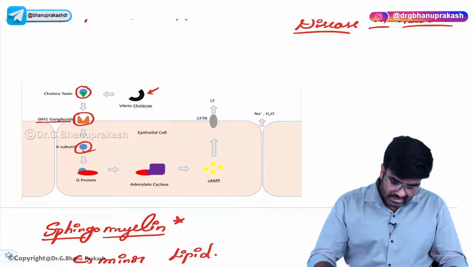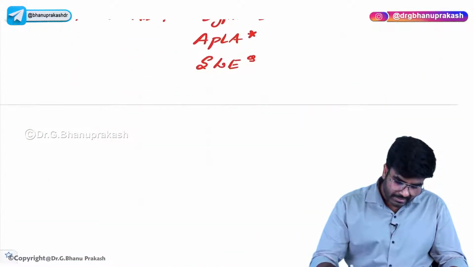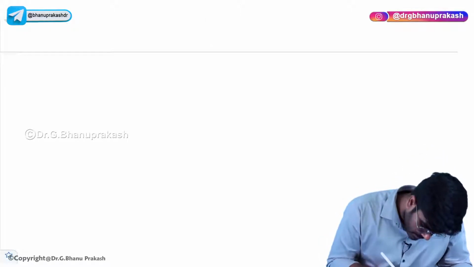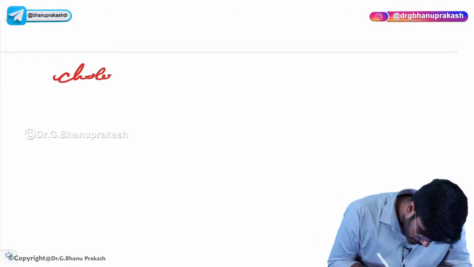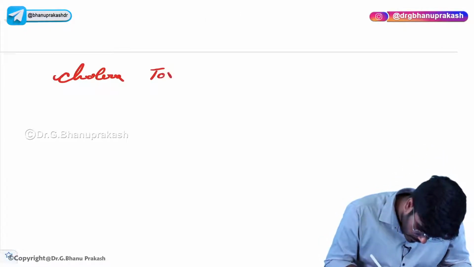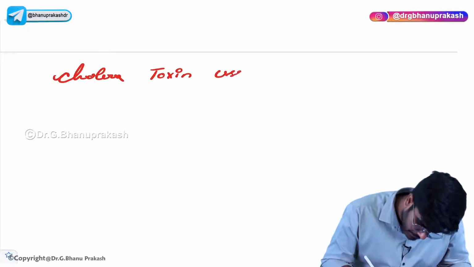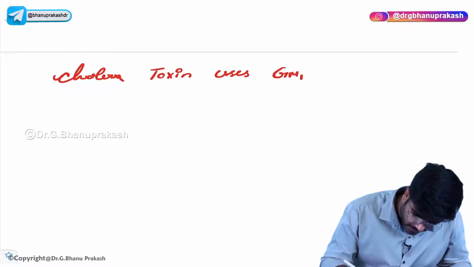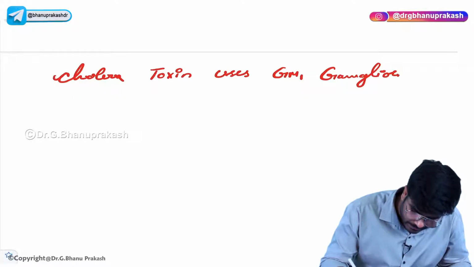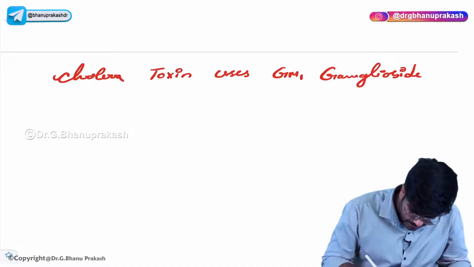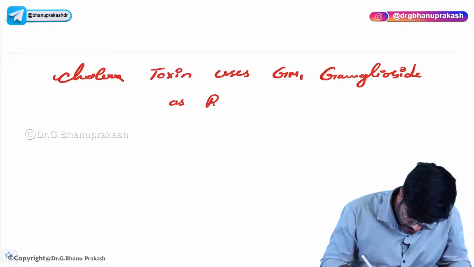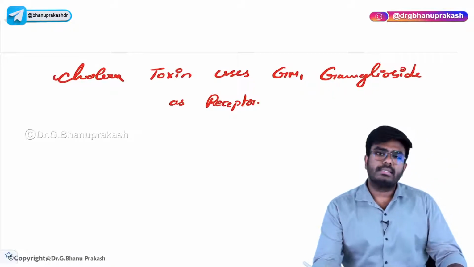Okay, that's the one important point I want you to know for your exams. Cholera toxin, please take it here: cholera toxin uses GM1 ganglioside as receptor for entry into the cell.